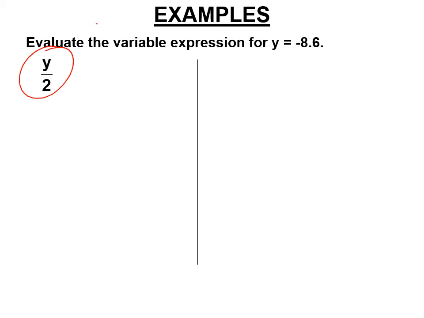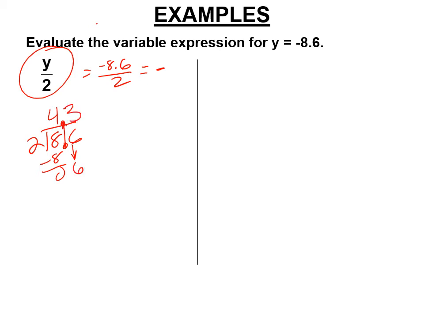We're saying that this is -8.6 divided by 2. We know this answer is going to be negative because there's one negative in the problem. 2 goes into 8 4 times. Decimal straight up. 6 straight down. 2 into 6 is 3 times. And the answer is negative 4.3, or negative 4 3/10.